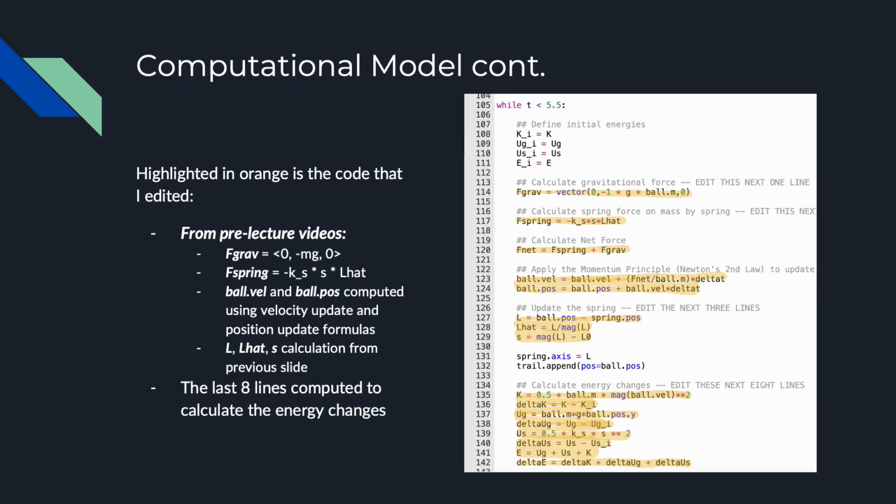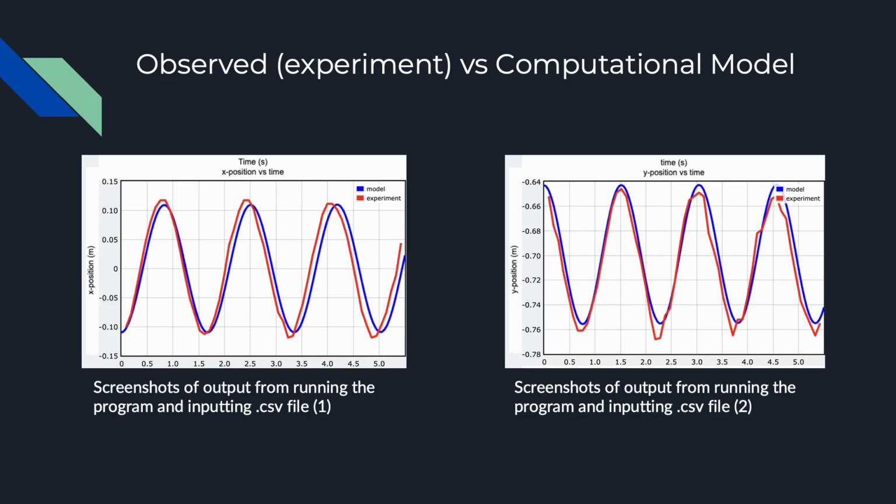Again, in orange is the code that I made changes to. So from the pre-lecture videos, we have F of gravity is equal to 0, negative mg, 0. F of the spring is equal to negative k times S times L hat. Ball dot velocity and ball dot position are computed using the velocity update and position update formulas. L, L hat, and S are all calculated from the previous slide, and the last 8 lines were computed to calculate the energy changes. Now we have our results, the observed versus the computational model.